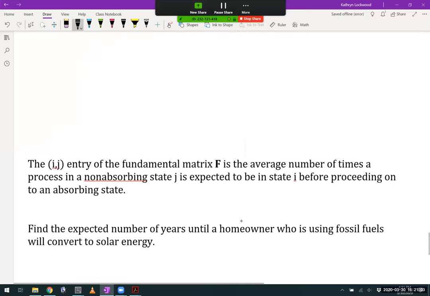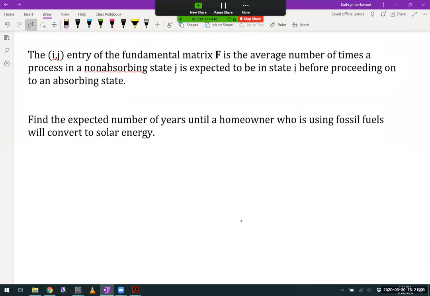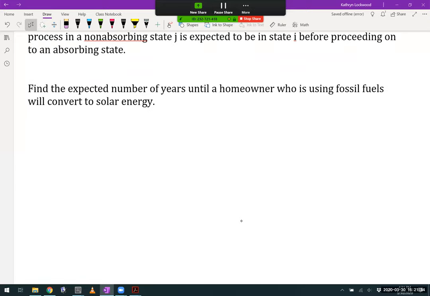All right, now one additional thing for absorbing Markov chains. The ij entry of your fundamental matrix F tells you the average number of times the process that starts in a non-absorbing state j is expected to be in state i before proceeding on to an absorbing state. So it tells you on average how long or how many visits you'll spend in a particular state before eventually being absorbed. Let's use this information to find the expected number of years until a homeowner who is currently using fossil fuels converts to solar energy.